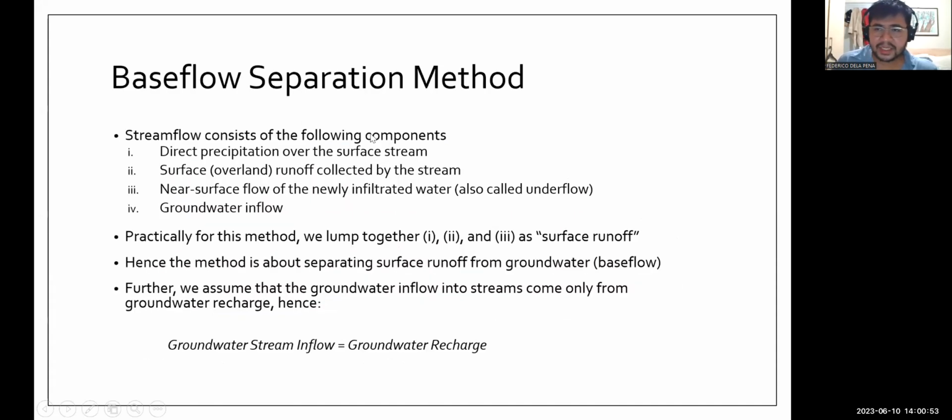And this method is only applicable when you have a storm event. Okay. The idea here why we want a storm event is that when you have a storm event, you get a heightened amount of groundwater recharge. And supposedly when you have a lot of groundwater recharge, there's also a tendency for the groundwater to actually discharge a lot of water into the stream.